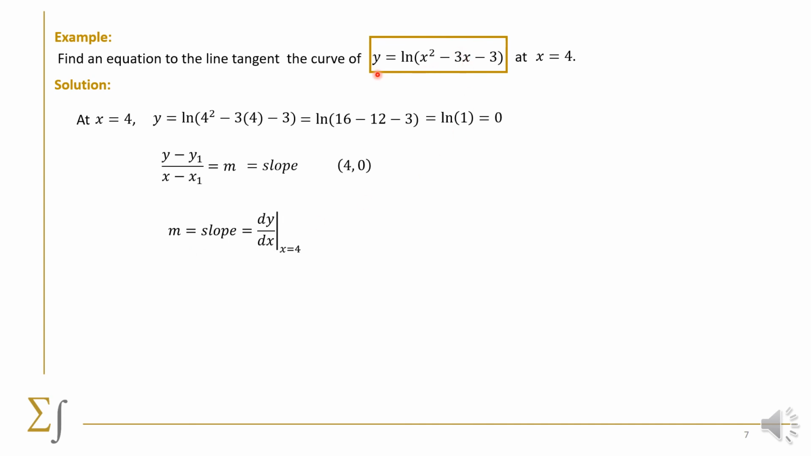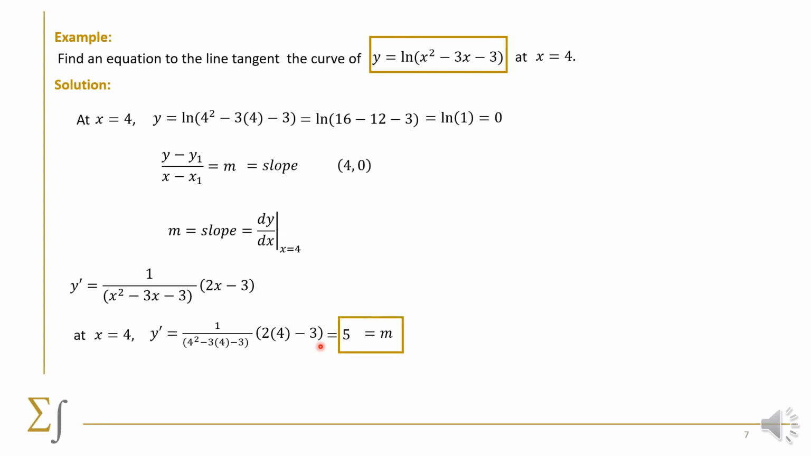So we differentiate this y so that we get dy by dx, and then in the derivative we put x equal to 4. Of course, we have a logarithmic function, so the derivative will be 1 over inside. We have it here, 1 over (x squared minus 3x minus 3) multiplied by the derivative of inside. What's the derivative of x squared? It's 2x. What's the derivative of minus 3x minus 3? It is minus 3. Now we put x equal to 4. We calculate y prime as follows.